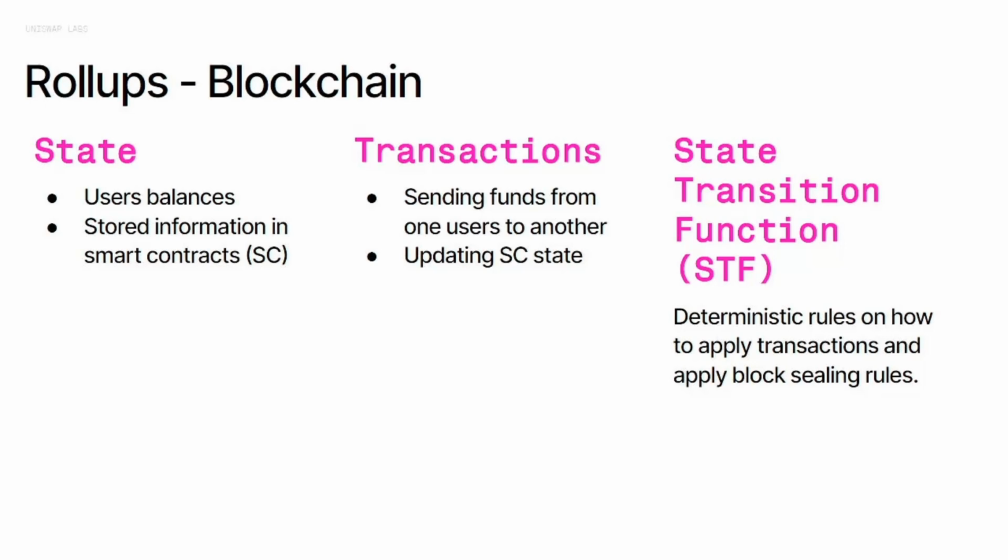Then we have transactions, which are users sending funds to each other and also updating the state. So you can set a transaction to report, did it rain today or not? And then lastly, we have a state transition function, which is how we apply the transactions. And a key part of this is that it's deterministic. Everyone with the same transactions and the same starting state will end up at the same final state. This actually happens quite a lot because every single node in the blockchain network is executing these transactions on their own and getting to that same state.